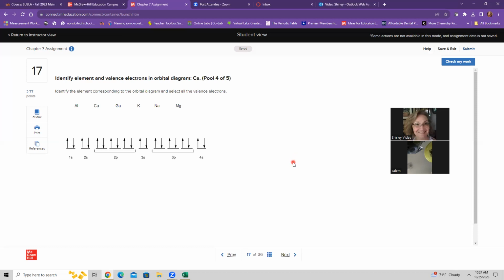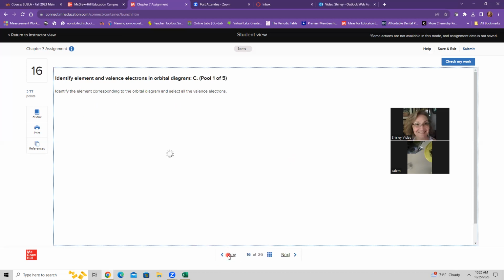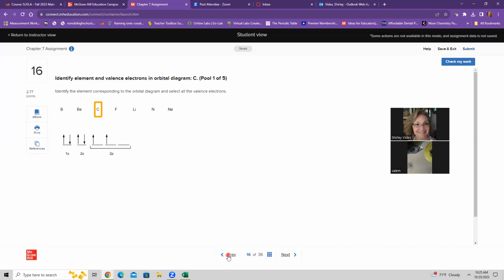It said that you had to click on the corresponding valence electrons too. So weren't we supposed to click on the two little arrows there? Let's go back. I was not reading. You don't have to click on the two arrows. The valence electrons are actually these, this one, this one, and this one, because it's in group 4A.